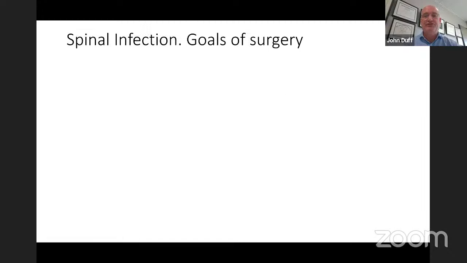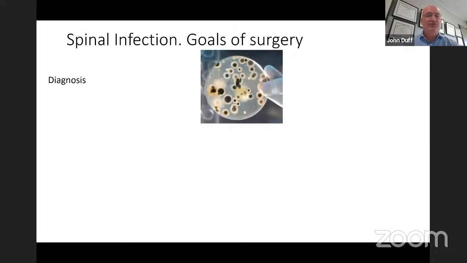So what are the goals of surgery? Diagnosis, like we've talked about, to make sure that you're not missing a second organism.